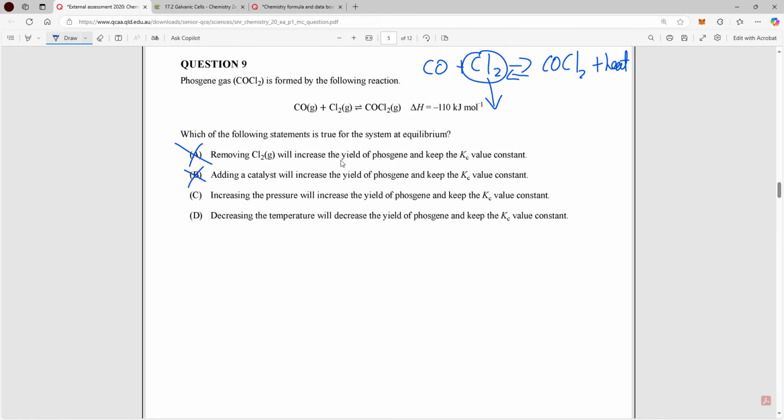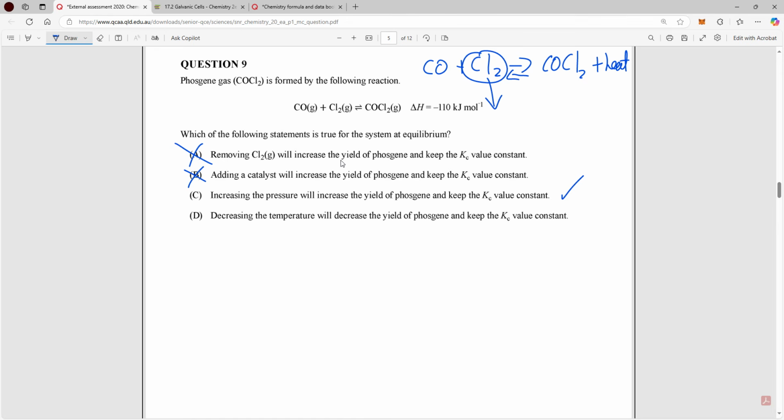So, not that either. Increasing the pressure will increase the yield. So if you increase the pressure, let's think. Removing CO2 will increase the yield of that. You'll shift to that side and keep that constant, so that's incorrect. Increasing the pressure: if you increase the pressure, it'll shift to the side with the least number of molecules. So it'll shift from left to right. So it will produce more of that. Yep. So that one's correct.